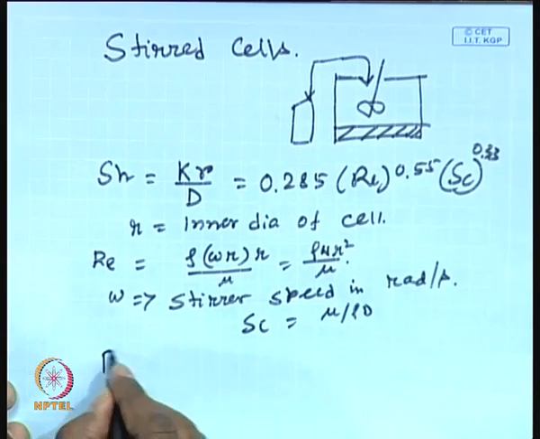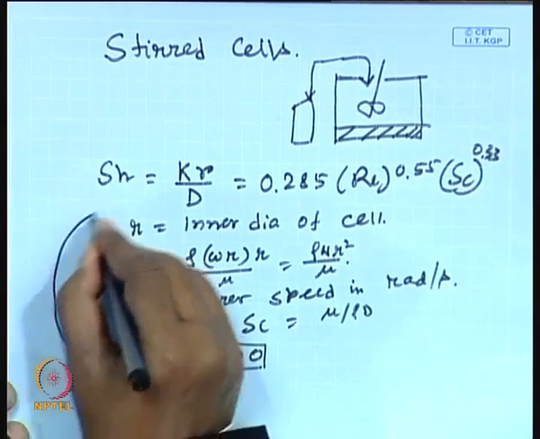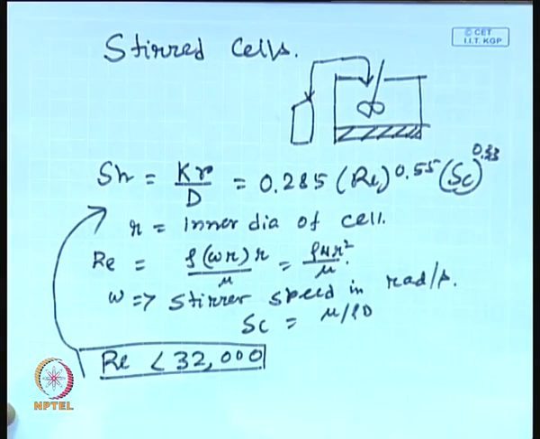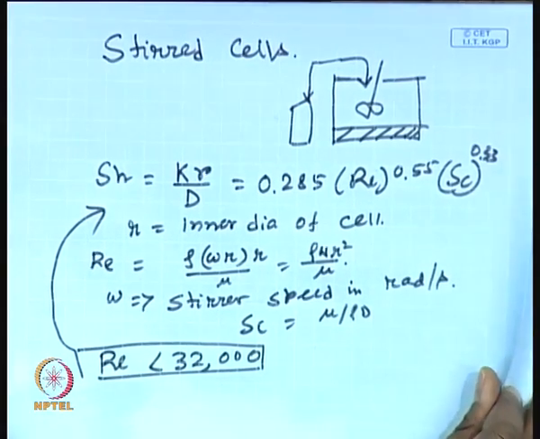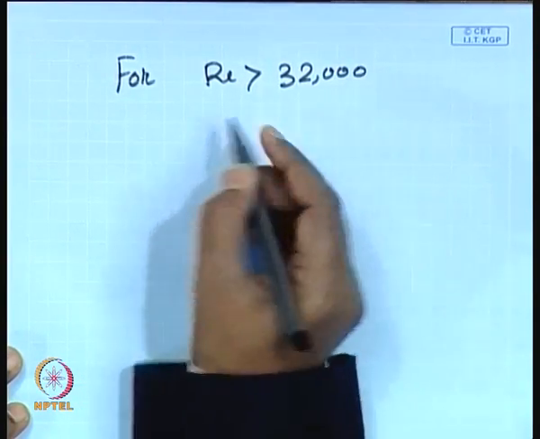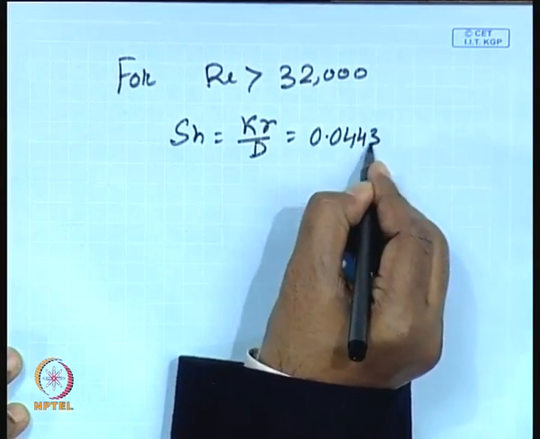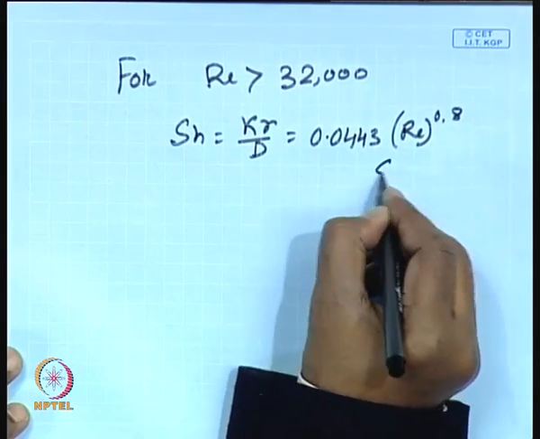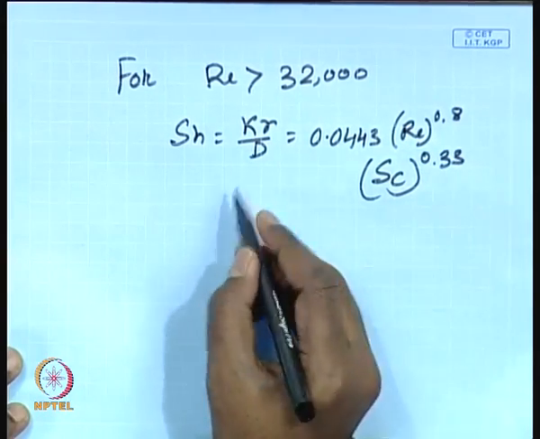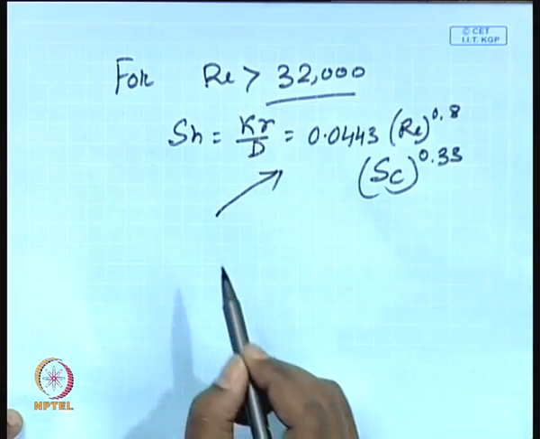And this is for Reynolds number less than 32,000. This relationship is valid for Reynolds number less than 32,000. In fact, this is a correlation. If the Reynolds number is greater than 32,000, another correlation is available. For Reynolds number greater than 32,000, you have Sherwood equal to k R by D is equal to 0.0443 Reynolds raised to the power 0.8, Schmidt raised to the power 0.33. For Reynolds number greater than 32,000, you can use this correlation for estimation of mass transfer coefficient.